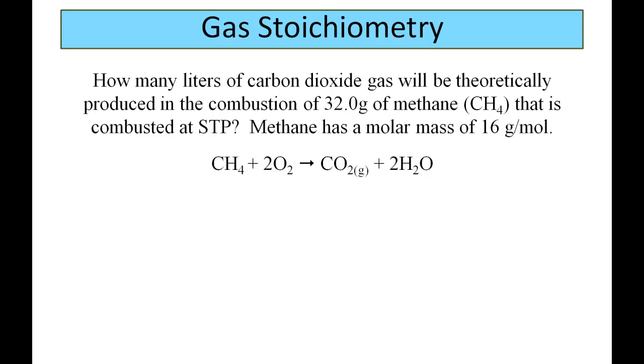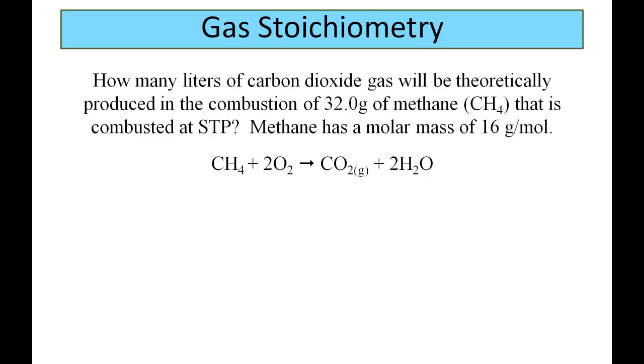We're going to start with one that's fairly simple, and then we'll do one other one that is a little more difficult. How many liters of carbon dioxide gas will be theoretically produced in the combustion of 32.0 grams of methane, which is CH4, that is combusted at STP? Remember, that's standard temperature and pressure. Methane has a molar mass of 16 grams per mole. So the first thing I look at is the equation is given to us, and it is balanced, which is important, of course, in stoichiometry.